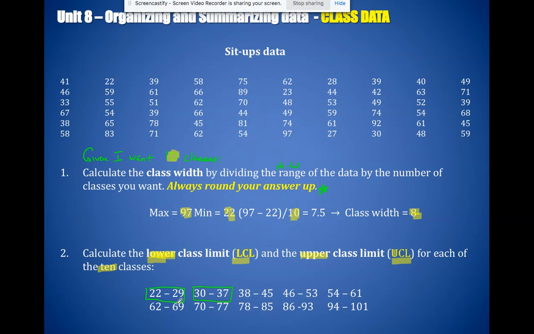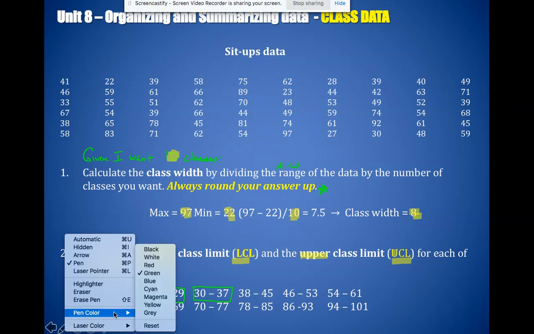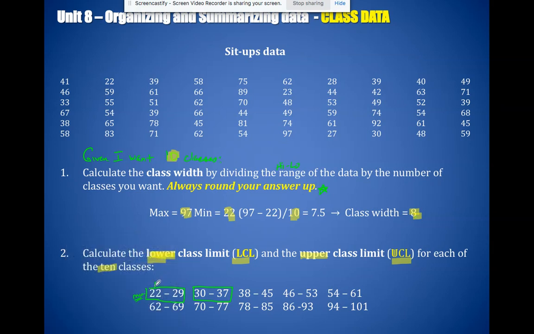So I just want you to look for now at class 1 to class 2. My class width is 8. If you subtract 22 and 29, you don't get 8. And I don't actually want you to think subtract. I want you to think with class width. You start with your minimum data, and you add 8. And you add 8 to your minimum to get the next LCL. So take the minimum 22, add 8, and get 30.